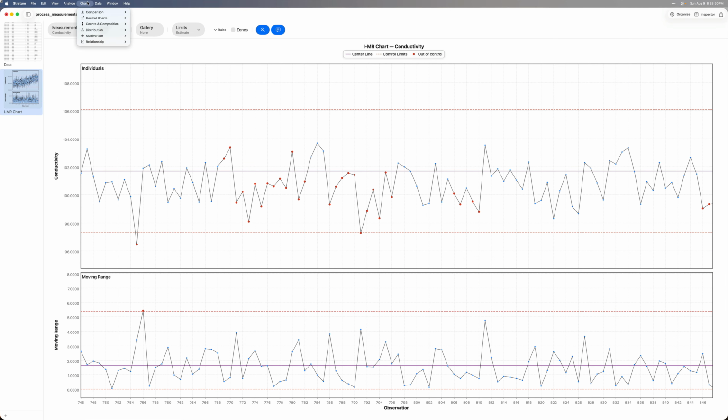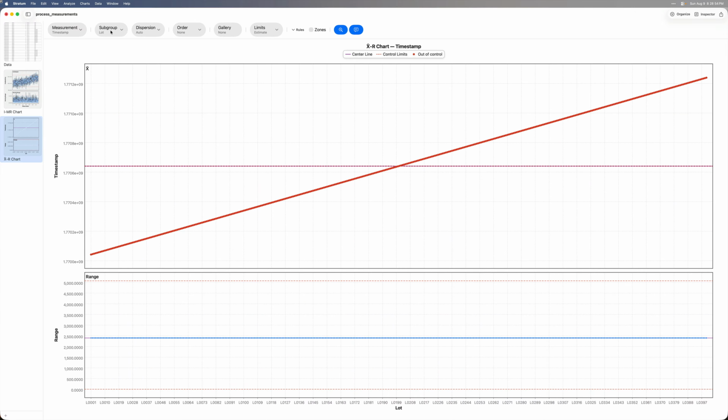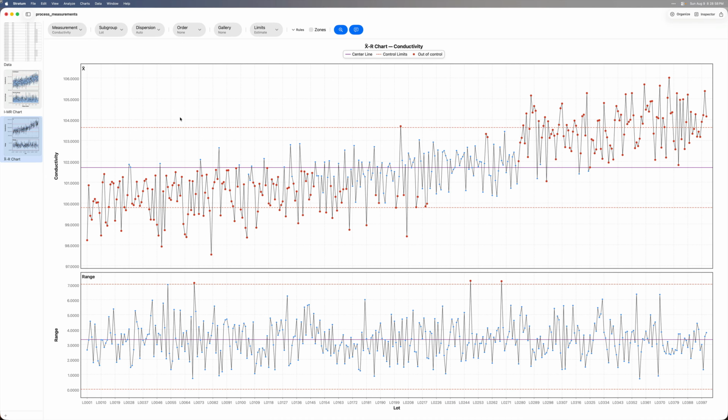When measurements arrive in batches, you subgroup. Each lot here holds several wafers. So on the X-bar chart, I set the subgroup to lot, and Stratum plots the average of each lot. Averages are tighter and more sensitive to a real shift.